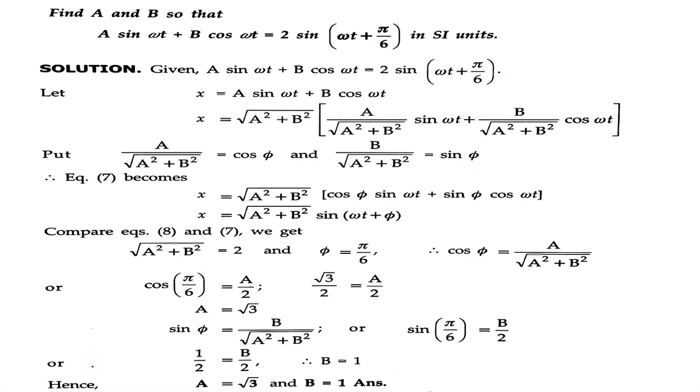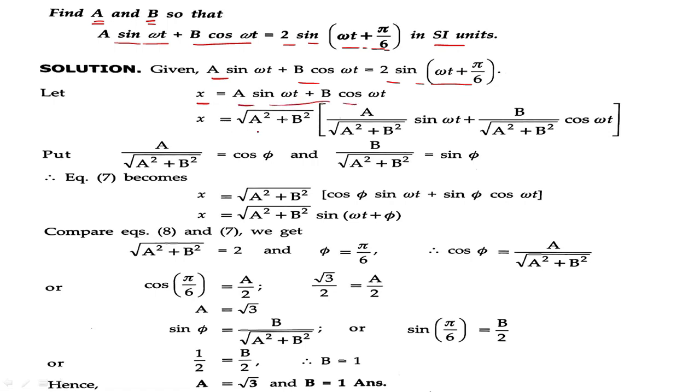This is quite a hectic type of question, but very interesting. You have to find a and b. A and b are constants, such that a sin omega t plus b cos omega t equals 2 sin of omega t plus pi by 6, in SI units. Given that, let x equal a sin omega t plus b cos omega t.